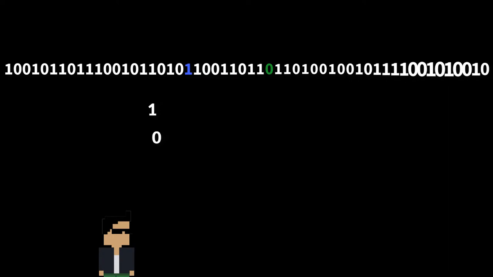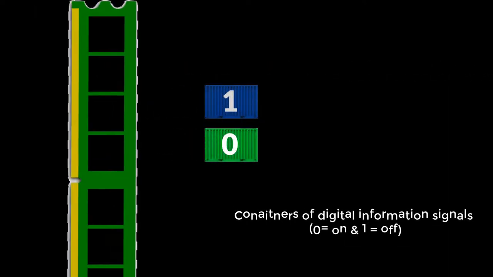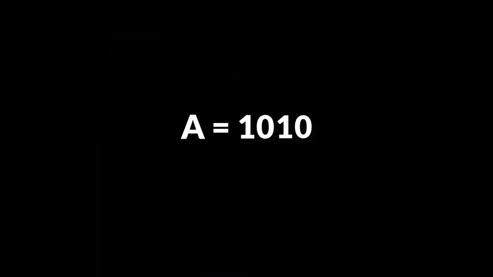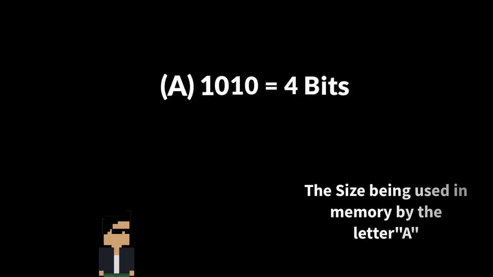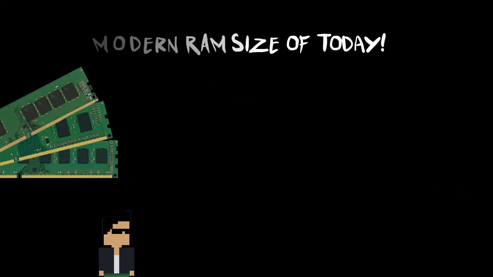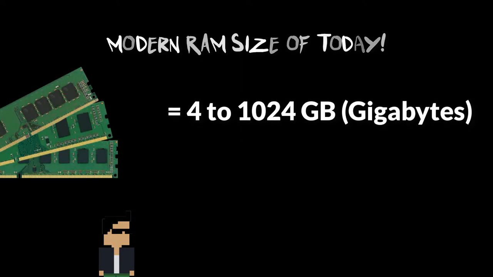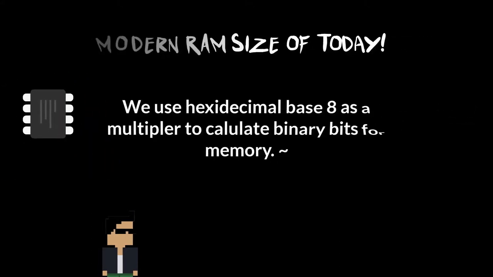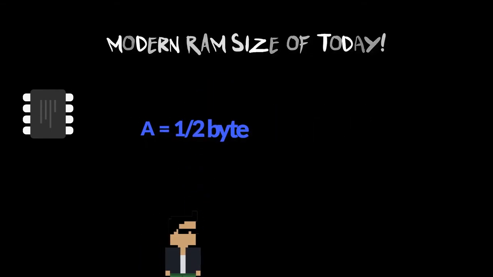Each one and zero in a sequence represents one bit. These bits are little containers inside of your memory. So when we say that the letter A, which is represented by 1010, is 4 bits, that is the size of the letter A. Now, with modern computers today, RAM, we're dealing with stuff in gigabytes. You're gonna find out soon that it wasn't always that way. But here's the breakdown. See, everything is a multiple of 8. 8 bits equals 1 byte. So the letter A is actually half a byte.